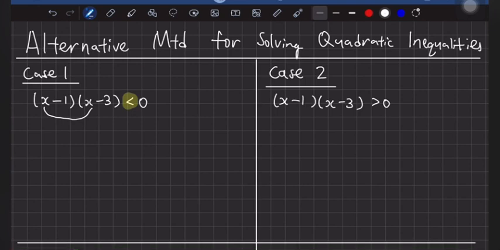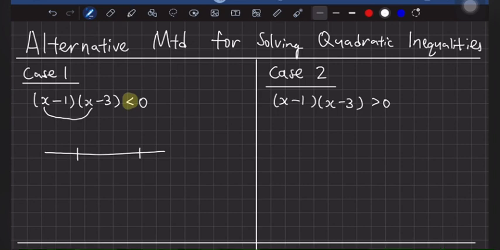Once we are able to identify these, whether it is the method shown in the notes or this alternative method, we must always have a number line. For the method shown in the notes, we need to sketch the quadratic curve. But for the alternative method shown in this video, we don't need the quadratic curve. Instead, we just need the number line. So how? We'll draw the number line.